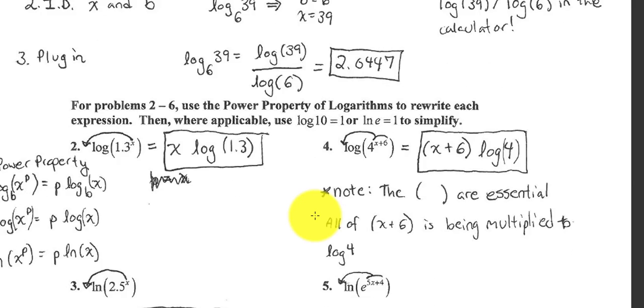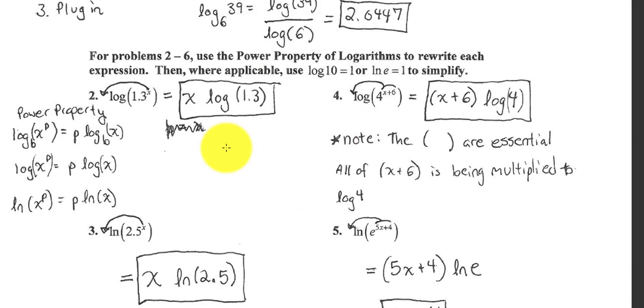If you look at problems 2 through 6, we're using properties of logs to rewrite the original expression. So here we have log base 10 of 1.3 to the x. So we can rewrite this by simply taking the exponent and putting it in front of the expression. So the x goes in front of the log base 10 of 1.3. And that's it. There's nothing more to do here. Question 3. All right, so we have the natural log of 2.5 raised to the x, so you bring the x in the front, and that's all we can do here. X times the natural log of 2.5.